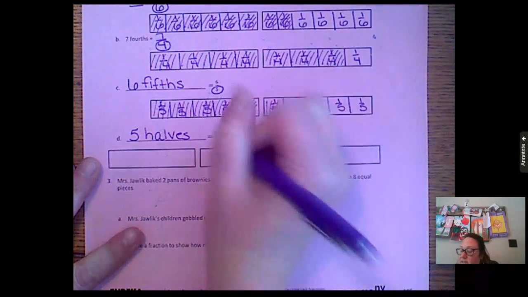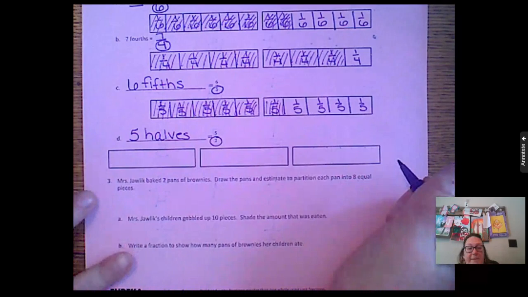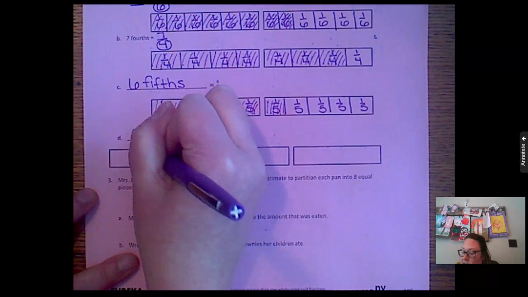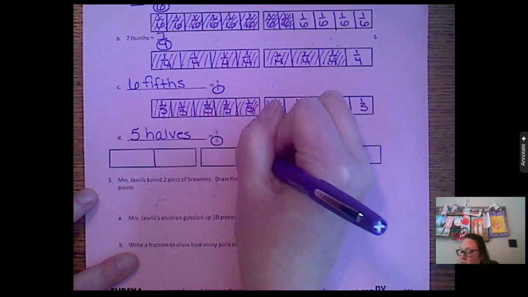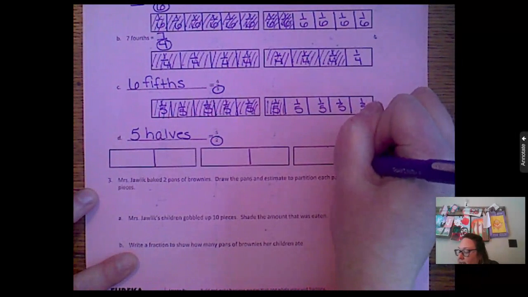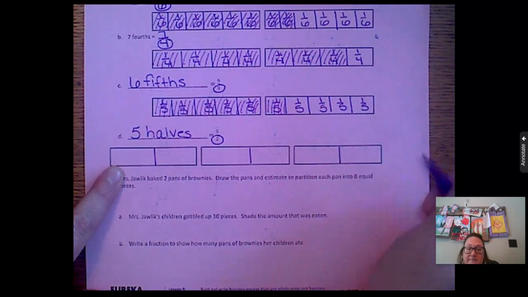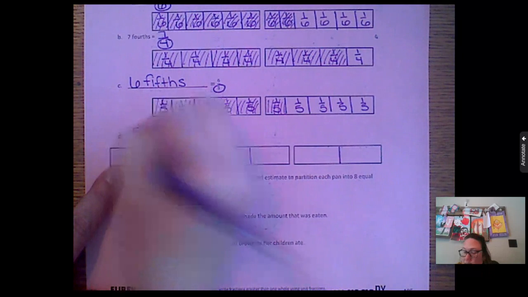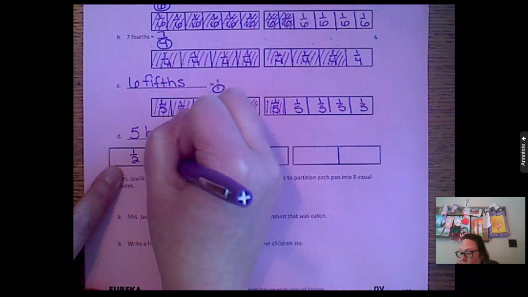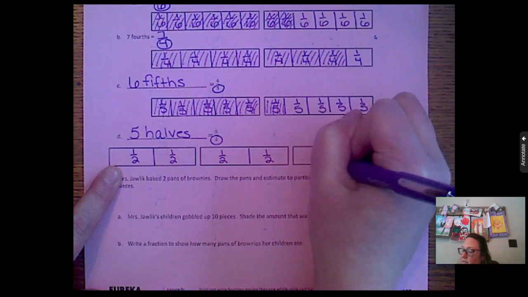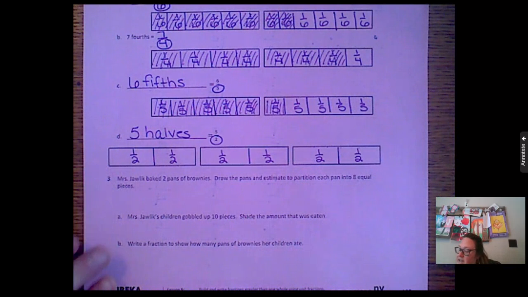So for 5 halves, my denominator tells me how many pieces to split each whole into. So 5 halves, I'm going to split my whole in half, split my whole in half, split the whole in half. And what fraction would I write in each one of these? What did you write in there? 1/2, right? 1/2, 1/2, 1/2, and so on. Okay. And then how many do I shade in? 5, right? The numerator tells me how many to shade in.